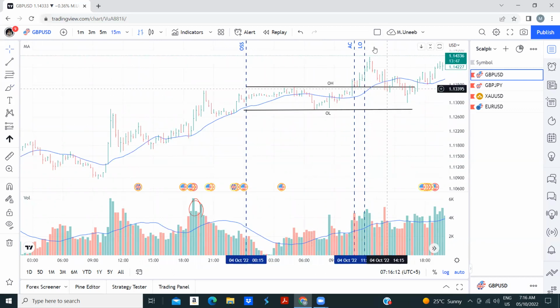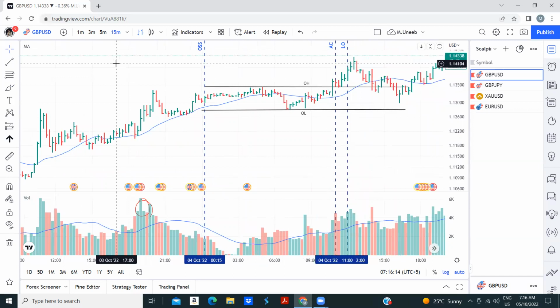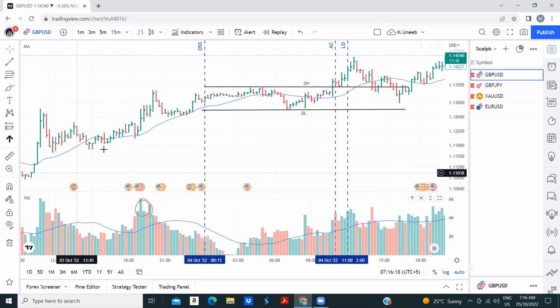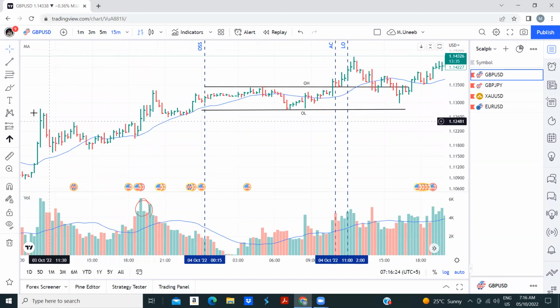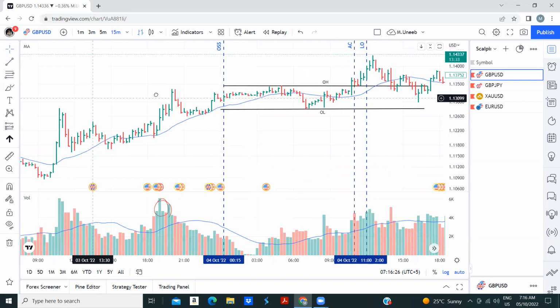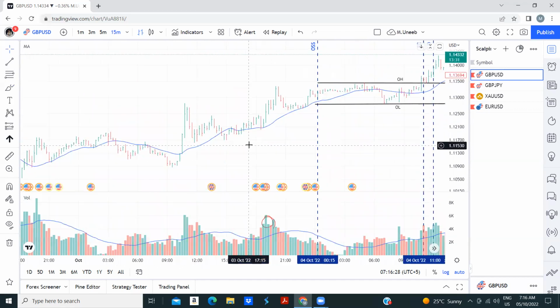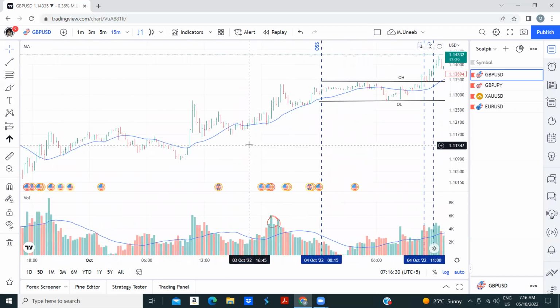So we don't know what kind of situation this is. We need to figure it out. So there is no buying climax. There is high volume, but the high volume here is in the beginning of the move, not at the top. So this is not a buying climax. Here, it could be a buying climax, but then the price just rotated.